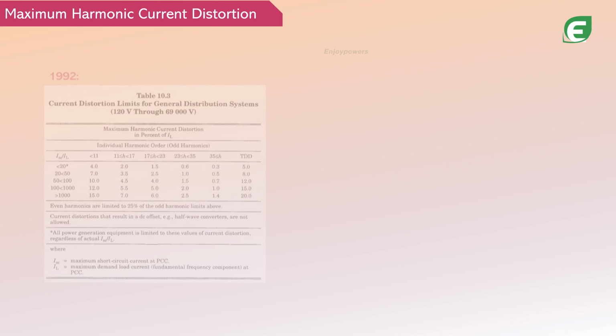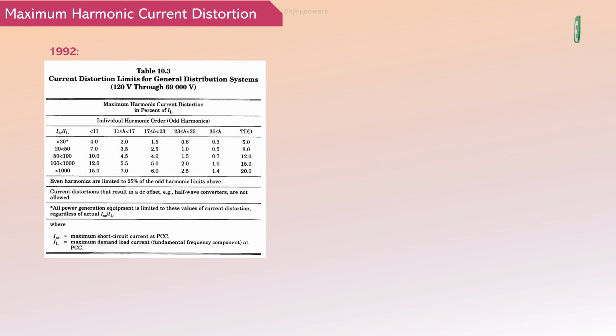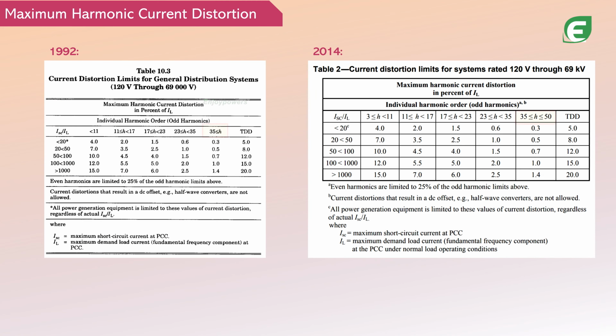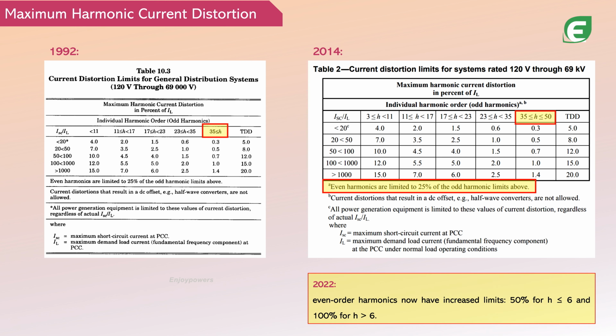6. Maximum harmonic current distortion. Compared to 1992, the 2014 version restricted harmonics beyond 35, limiting them between 35 and 50. In the 2022 version, even-order harmonic current limits have been relaxed. Previously limited to 25%, even-order harmonics now have increased limits: 50% for H less than or equal to 6 and 100% for H greater than 6.